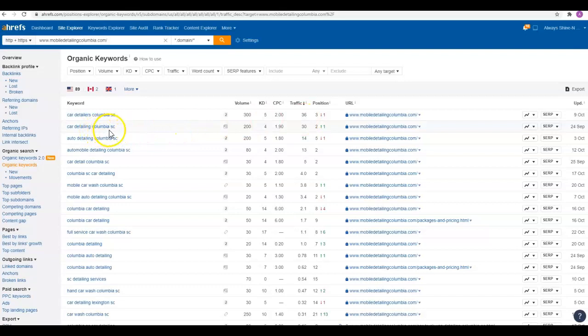Car Detailing Columbia SC, 200 people a month looking for it. He's in the second position. He's getting about 30 visits a month. And Auto Detailing Columbia SC, 200 people a month looking for it. He's in the fifth position, getting about 14 visits a month. So right there, he's got 80 visits a month coming to his site from just those three keywords.